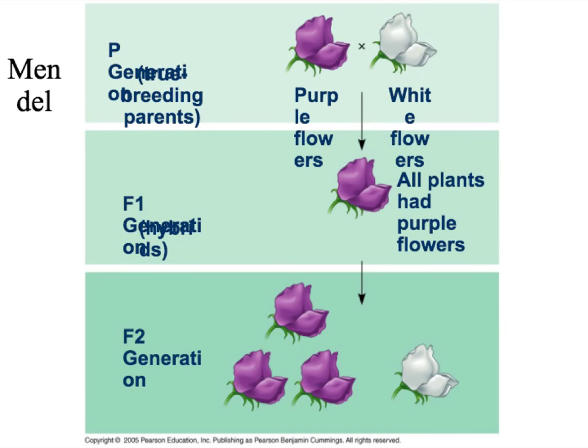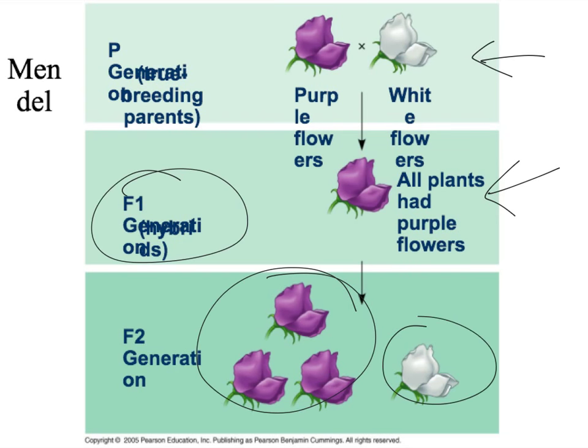So here we can see just a quick example. We have our P generation, which is here, and we noticed that we had a purple and a white. When we crossed them, we ended up with all purple flowers. And then when we took these all purple flowers of the F1 generation, these ones here, and crossed them, what we noticed is that we had some purple flowers and some white flowers.